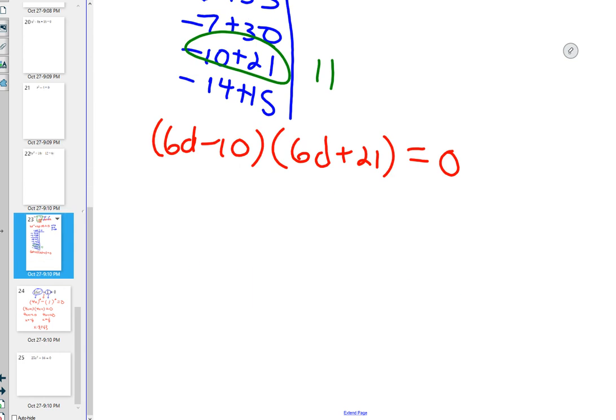Can the first parentheses be reduced? Yes, it can by 2. They're both even. Can the second one be reduced?